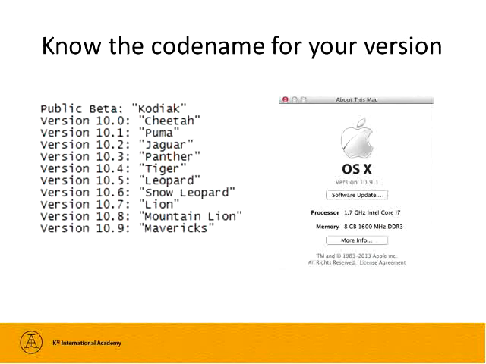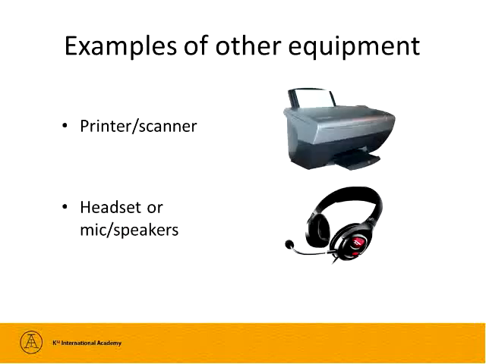Now, one other thing before we leave OS 10, it's helpful to know the code name for your version. Mac likes to have code names for all the versions, and sometimes the tech people will refer to the versions in this way rather than by the numbers. So they may ask you, do you have the Mountain Lion version or do you have Mavericks? This computer is version 10.9, and that is Mavericks. So that's helpful information to know as well, so that you can talk to the tech people.